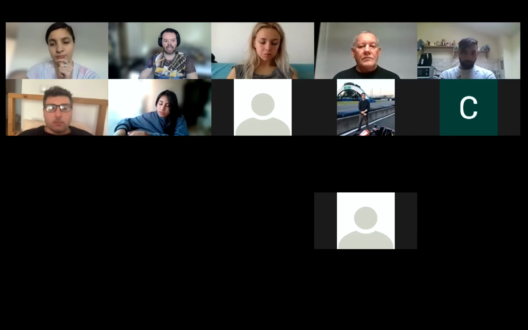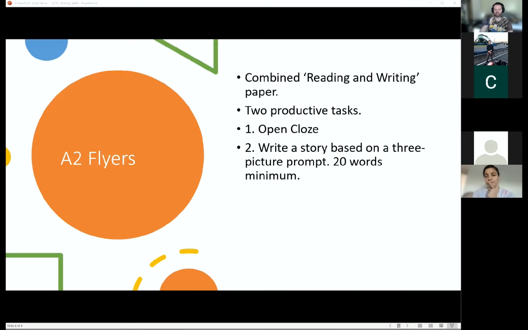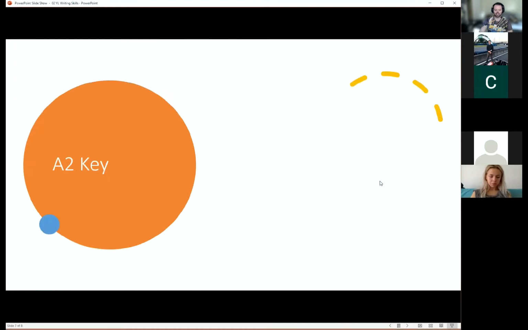So when we get to A2 Key, we're still at the same level in the framework as we would be with the Flyers, but we can see that there is a conceptual difference in the level of difficulty. It's a greater sophistication in the Key, which is puzzling in a way because the two are supposed to offer the same sort of thing. If you can take the Flyers and pass, you should be at the same level as A2 Key. But I've seen a lot of students who did well at Flyers struggle with Key because conceptually they're not quite there yet. So once again, we find ourselves with a combined reading and writing paper.